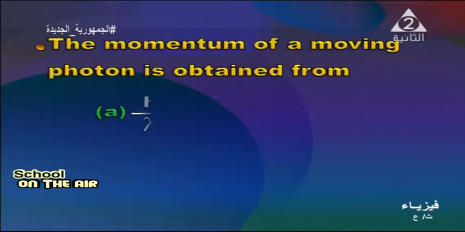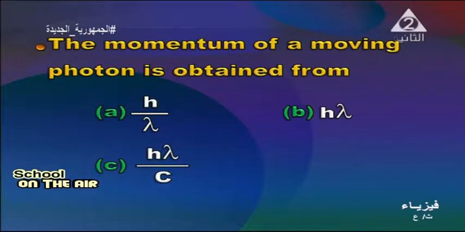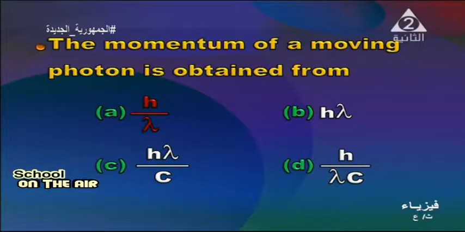Another choice, the momentum of a moving photon is obtained from: H over lambda, H lambda over C, or H over lambda C. As I said, we can obtain the answer from de Broglie equation. Lambda equals H over PL, so momentum equals, the first choice, H over lambda.